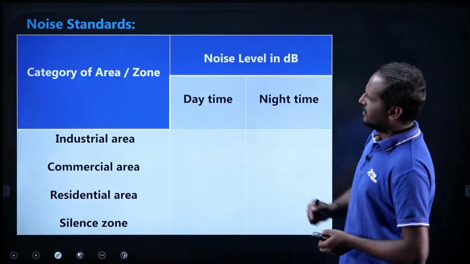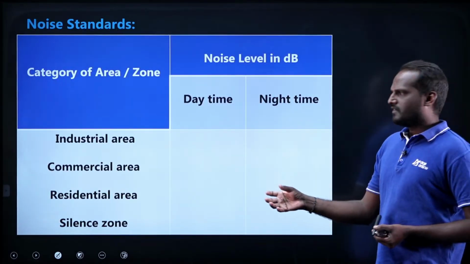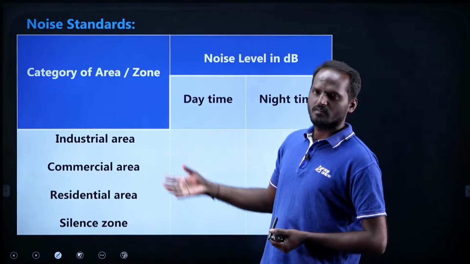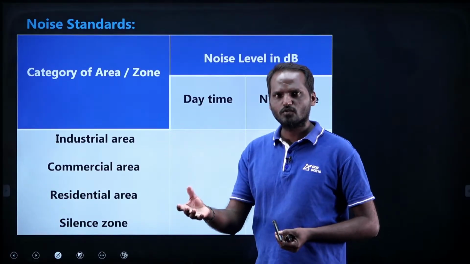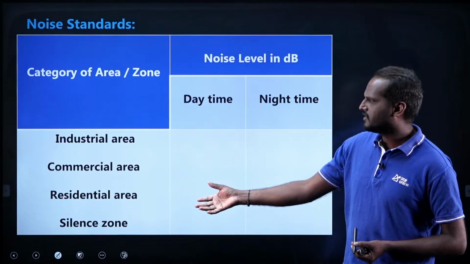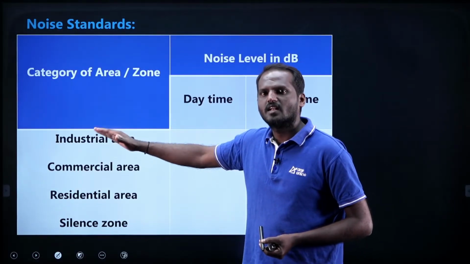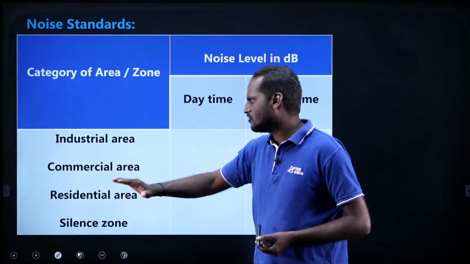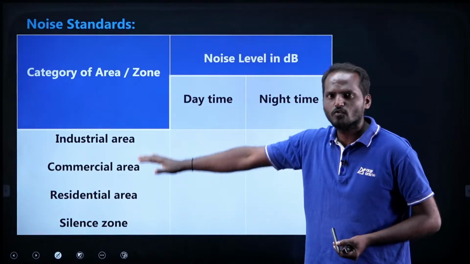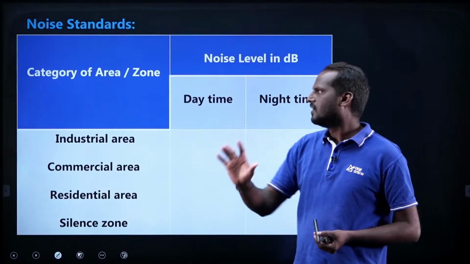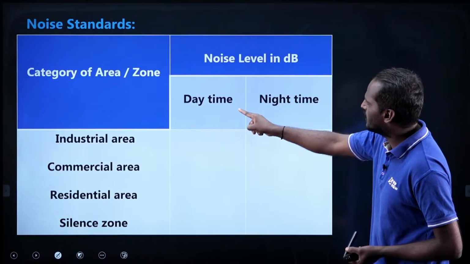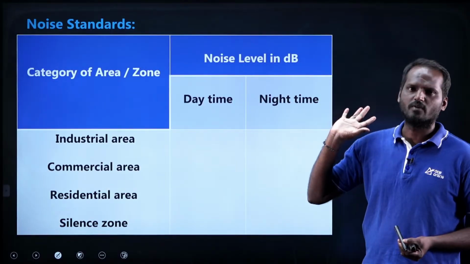As per the government norms, we have various zones: industrial zone, commercial zone, residential zone and silence zone. Highly noisy is industry, then commercial, then residential and then silence zone. These are the noise zones we have as per the norms. See here, noise level in decibel, daytime, night time. I need to frame this table first.